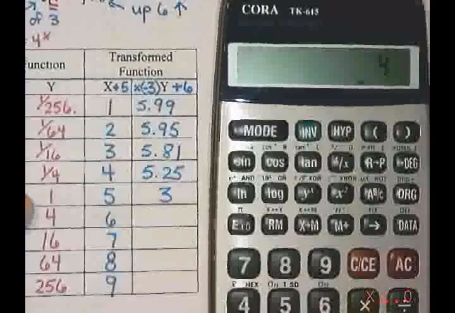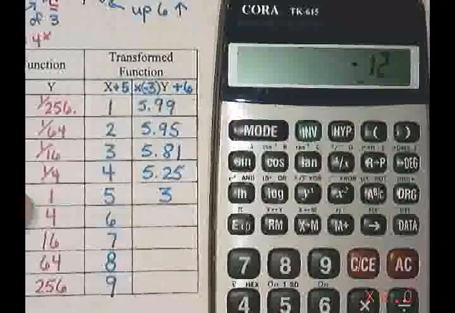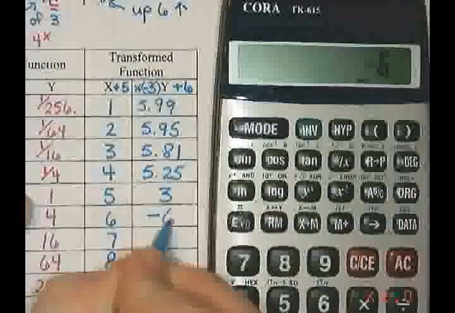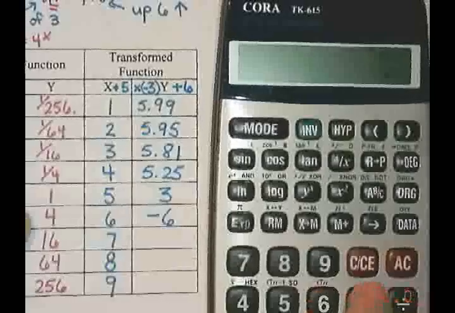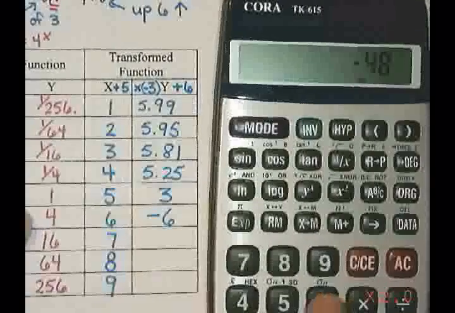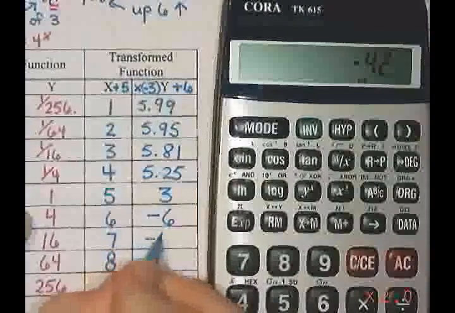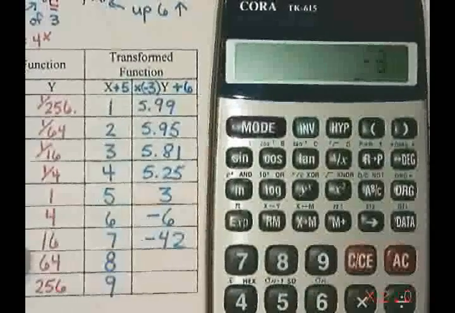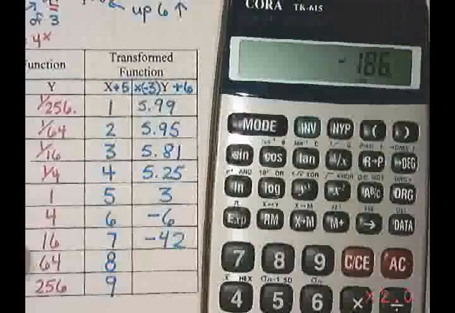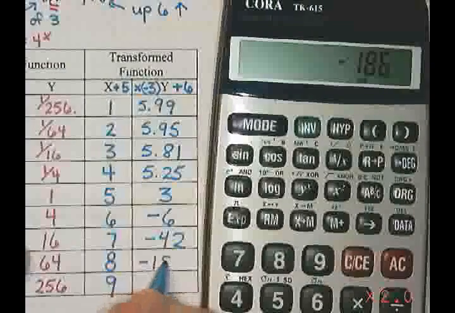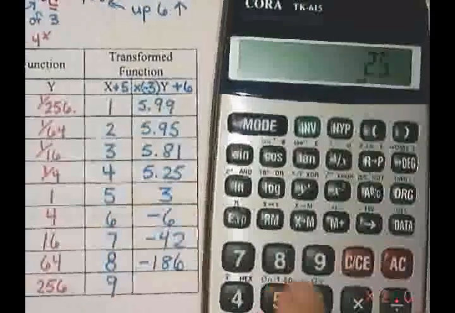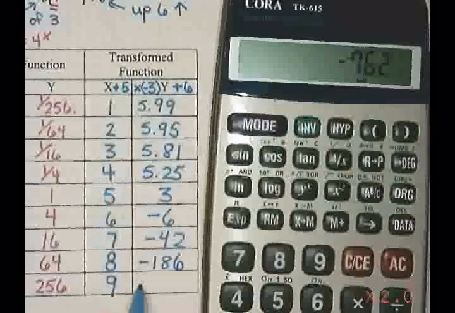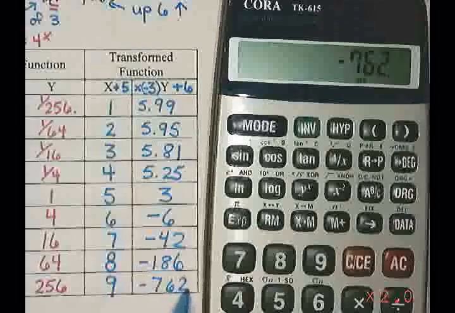4 times negative 3 plus 6, why do I keep hitting that one, is negative 6. 16 times negative 3 plus 6 is negative 42. 64 times negative 3 plus 6 is negative 186. And 256 times negative 3 plus 6 is negative 762.